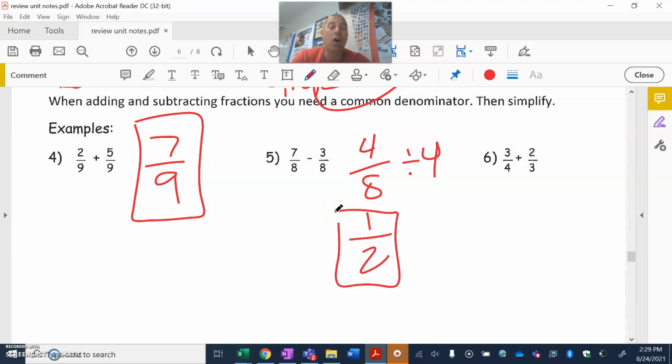Now, we can look at question number 6. Do you see the common denominator? No, there's a 4 down there, there's a 3. So this is where the least common multiple comes into play. I can list them out. Multiples of 4: 4, 8, 12, 16. Then multiples of 3: 3, 6, 9, 12. Yeah, 12 is what they have in common.